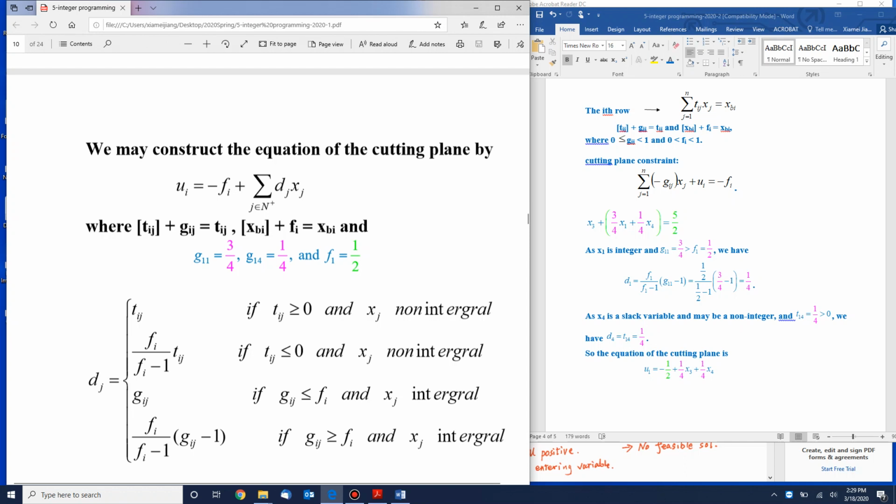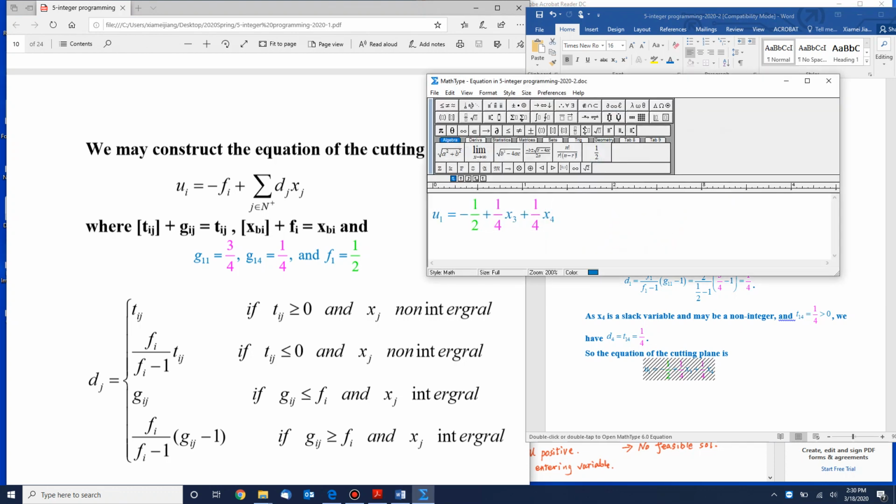Then we just bring it into the cutting plane equation, which gives us minus F1, that's minus a half, plus D1, which is 1 over 4, times x3, and plus x1, that should be x1, right?